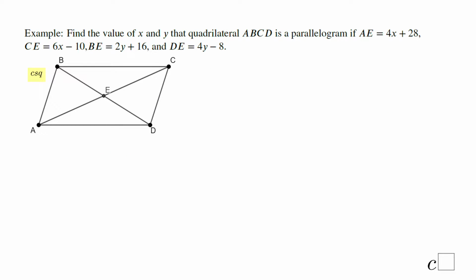On my next problem, we're going to look to find the value of x and y, so we're going to have to use some algebra. Quadrilateral ABCD is a parallelogram. And now we see we have some expressions for AE, CE, BE, and DE. And what do we need to look at? Here we look at this AE and this EC. So what is the condition that will allow us to say that this quadrilateral is a parallelogram?